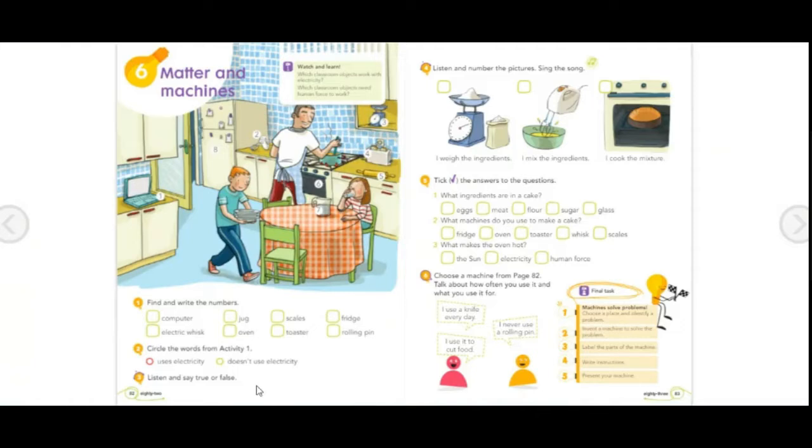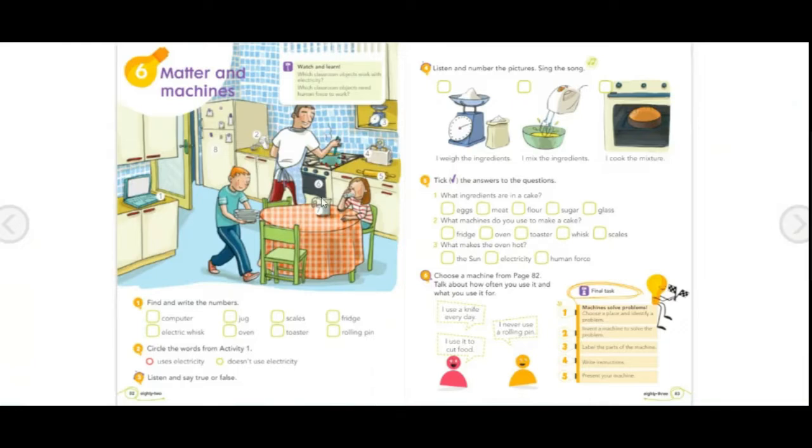Okay, now I'm going to ask you. I'm going to repeat what they say, and you have to think if it is true or false. The first one, they are talking about the electric whisk, and they ask if the electric whisk has metal parts. Do you think that the electric whisk has metal parts? You think that it is true.